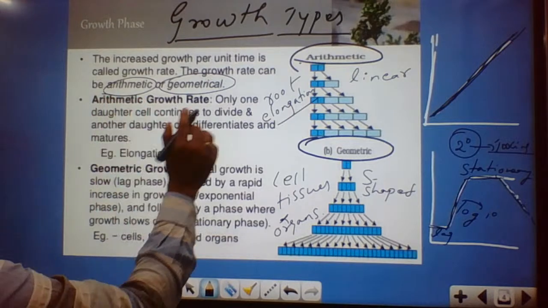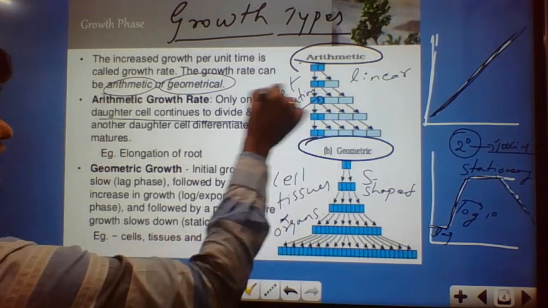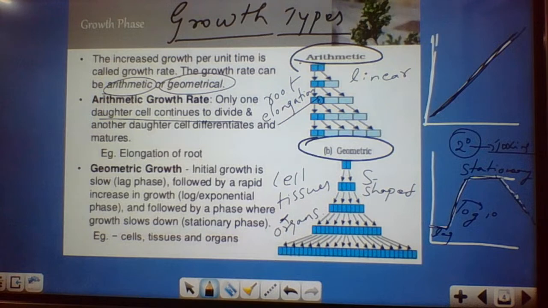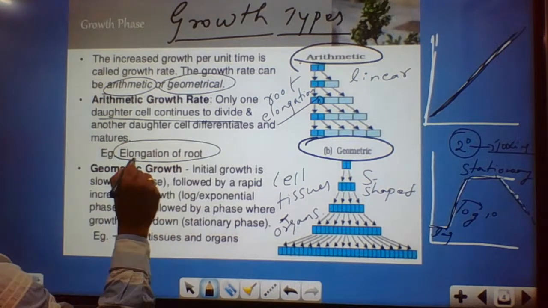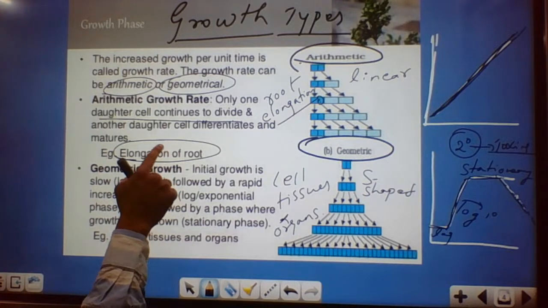And in the arithmetic growth phase, only one daughter cell continues to divide. So here only one daughter cell is continuing to divide, and the other daughter cell differentiates and matures. I told you already, this is for elongation of root, where you could see the arithmetic growth.